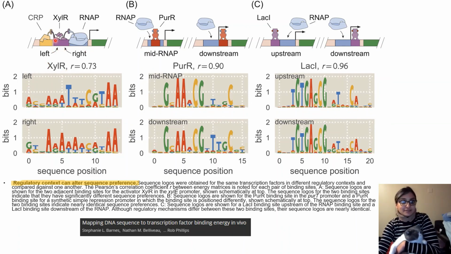For XYLR, if it is left, it's a different context than if it's right. You see these sequence logos are different. If it's PURR and it's binding mid-RNAP versus binding downstream, the sequence logo is different. What its preferences are for binding is different. And for this LAC1, if this purple one is binding upstream, this is its sequence logo, but if it's binding downstream, then this is its sequence logo. Based on where it's binding, the binding sites can differ, and that's key.